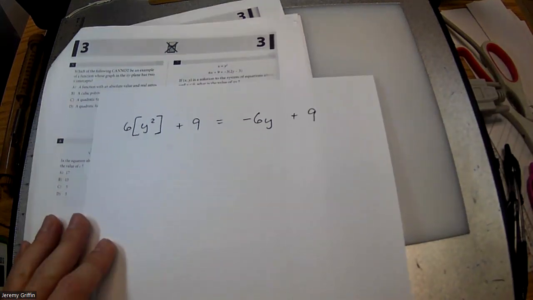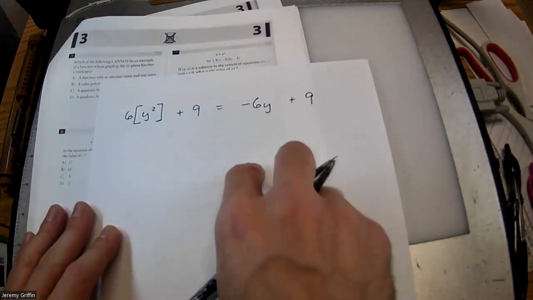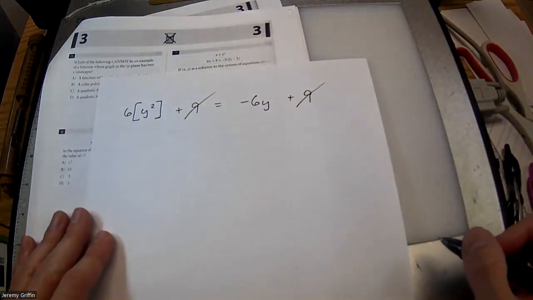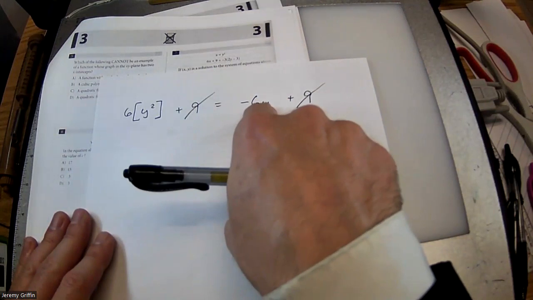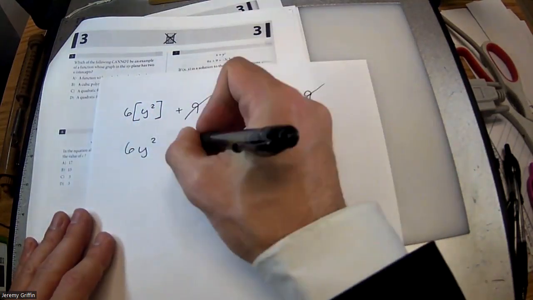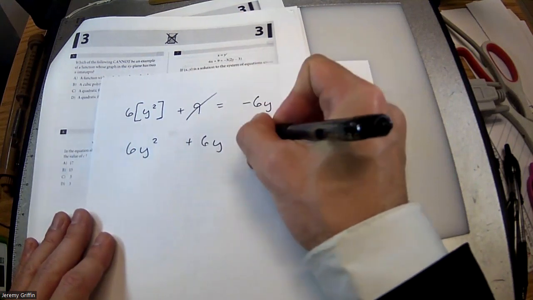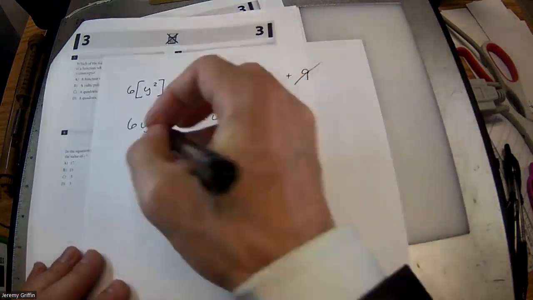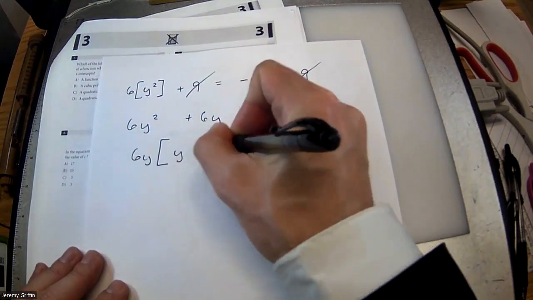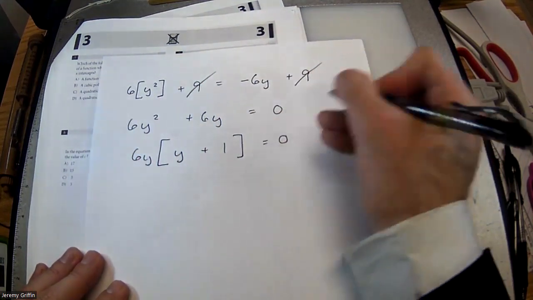Okay, so we did a couple steps here, substitution and distribution. Can you just bump those 9s? Subtract 9 from both sides. I'm going to add the 6y over, so the 6y squared is already there, and set this to 0. Divide out the sixes, right? Yeah, I'm going to factor out 6y, y plus 1 is equal to 0.